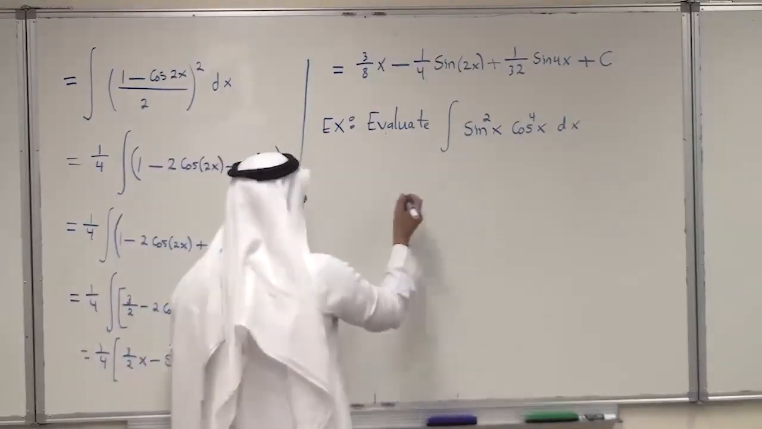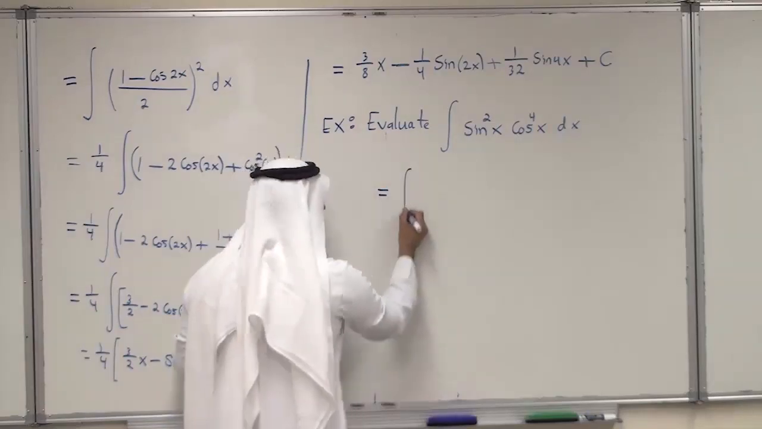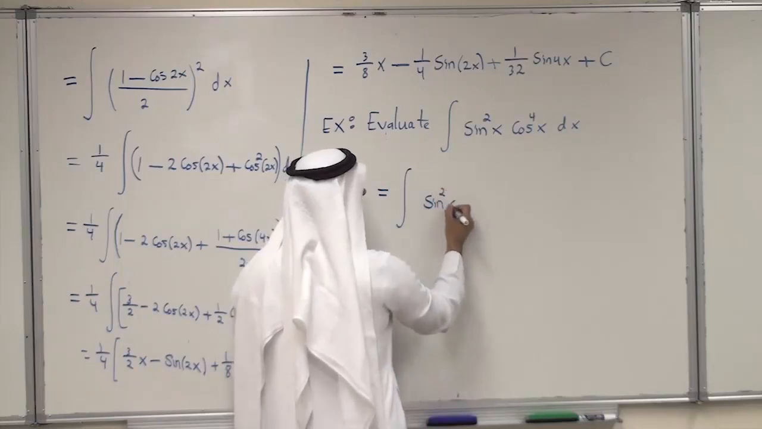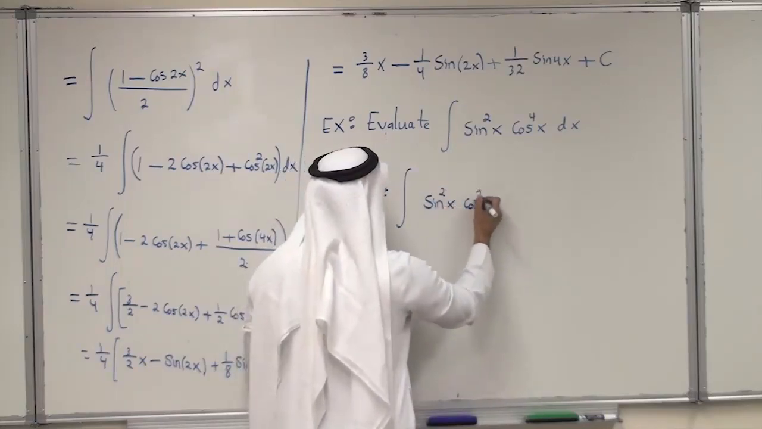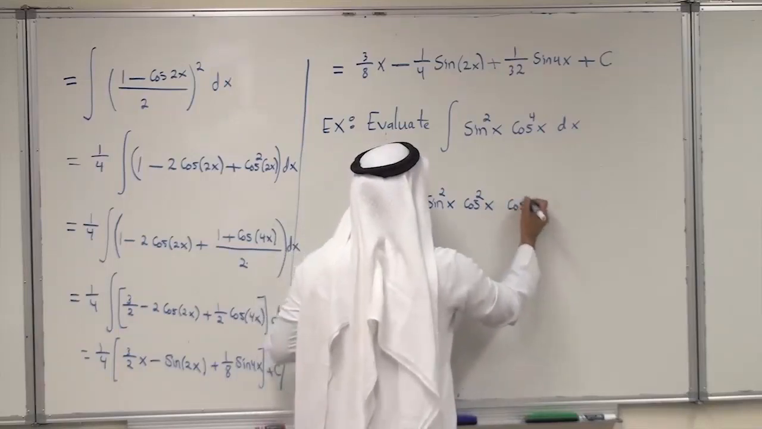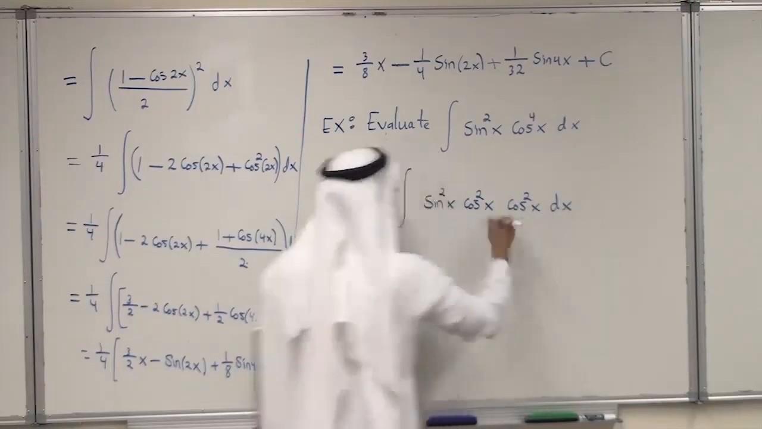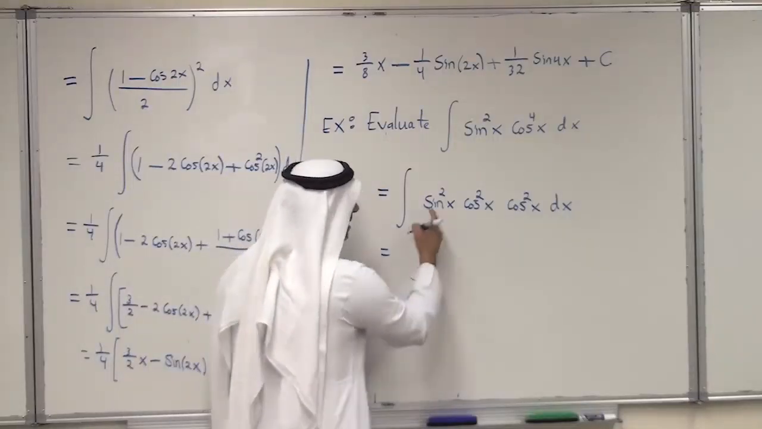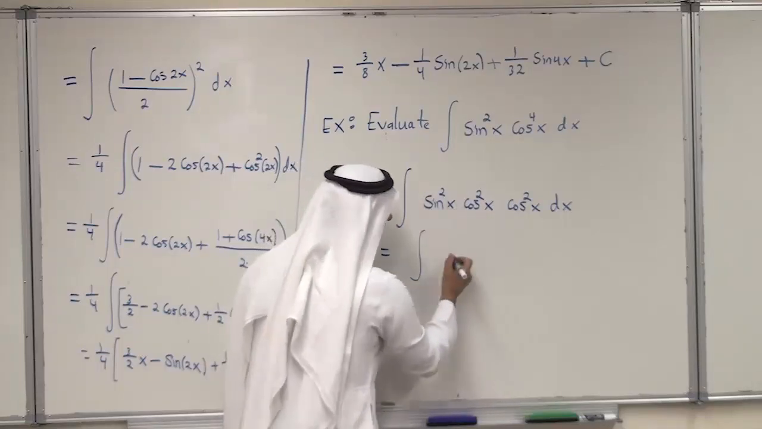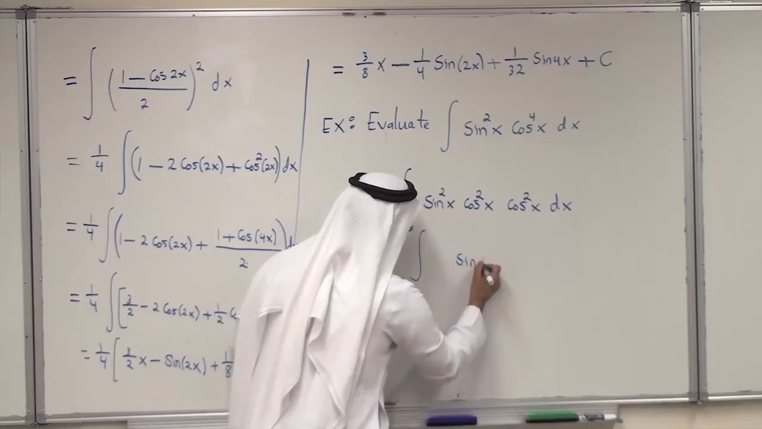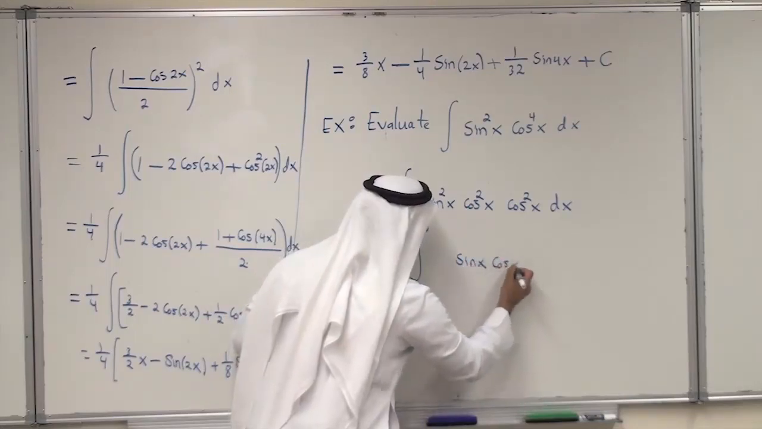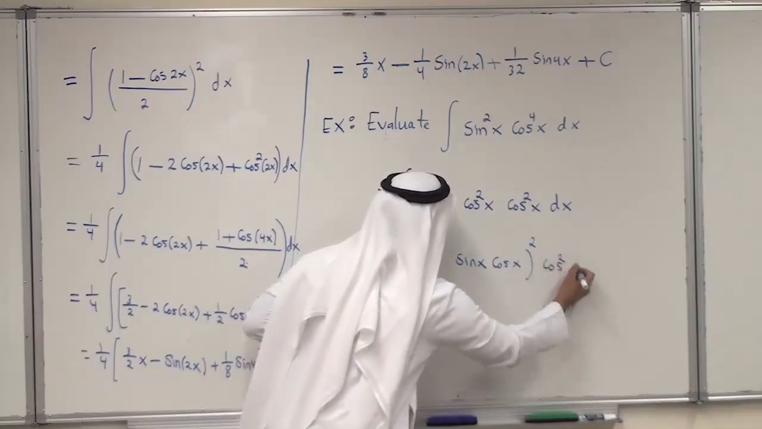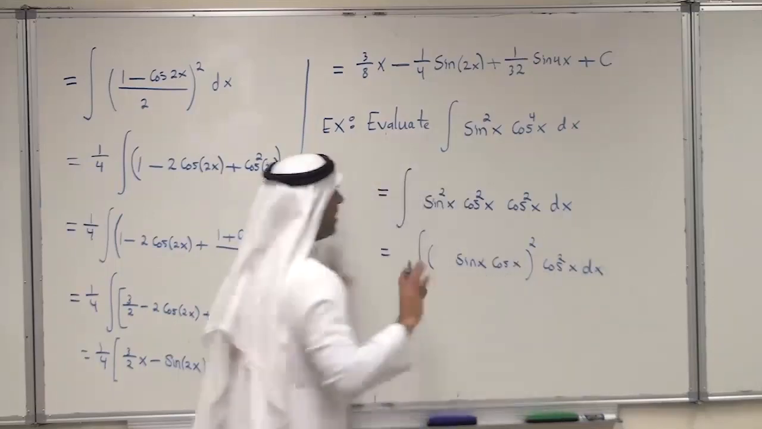Another way to move, which I will present now, is the following. I will write it as sine squared of x, cosine squared of x, cosine squared of x. I will try to do some simplification before I move. That's my idea. So what do we have here? I will have sine squared, cosine squared. I will write it as, look, sine of x, it's very beautiful here, cosine of x, all squared, multiplied by cosine squared of x dx.